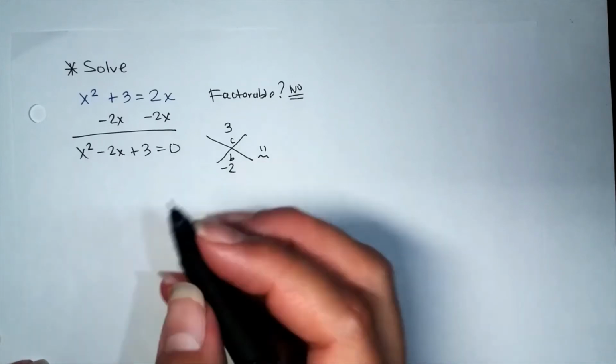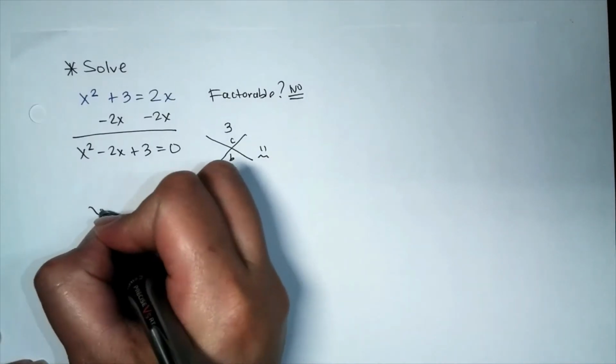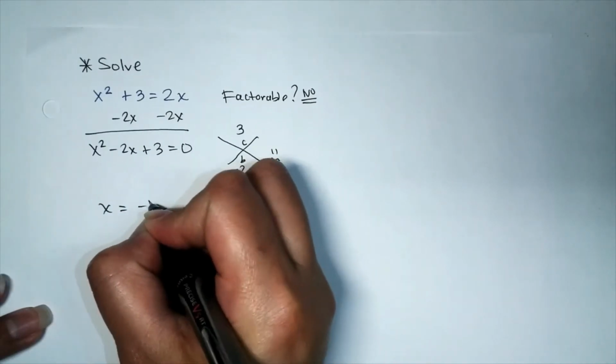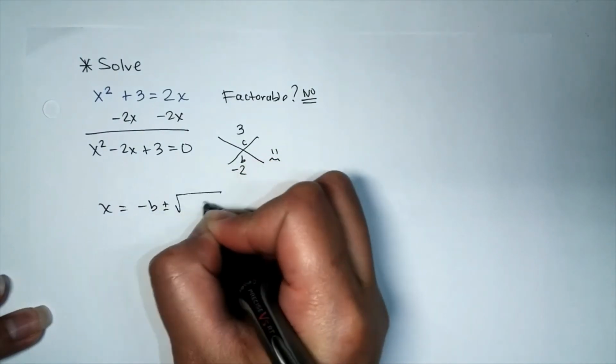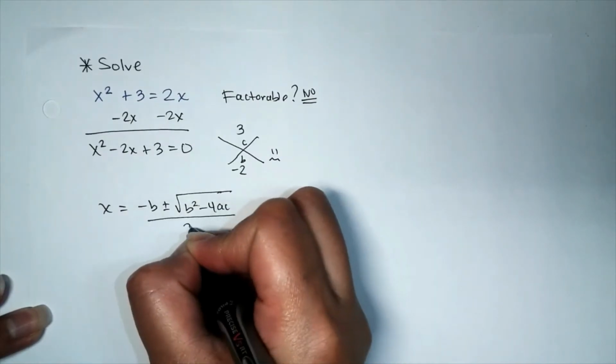So for the last time, you could sing with me. Sorry. X equals opposite b plus or minus the square root of b squared minus 4ac all over 2a.